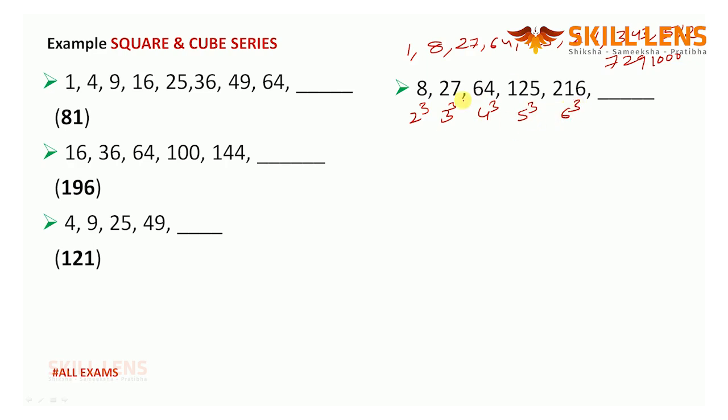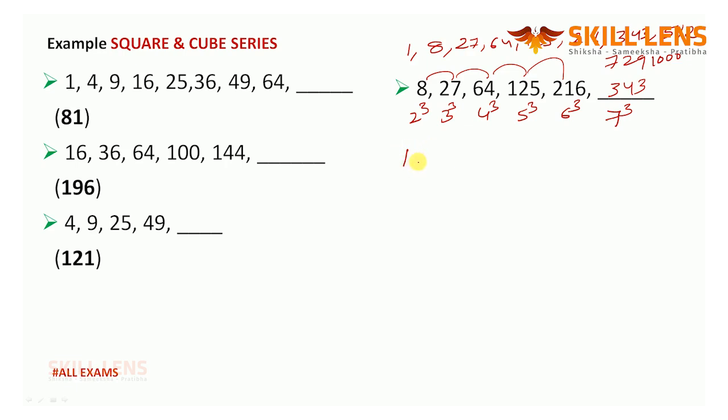So if you observe, 2, 3, 4, 5, 6 are natural numbers. 1 is missing, that's okay. But these are natural numbers. Next is 7 cube. What is 7 cube? 343. You should have the knowledge. Are you observing? The difference is very large. So this is how you need to answer.